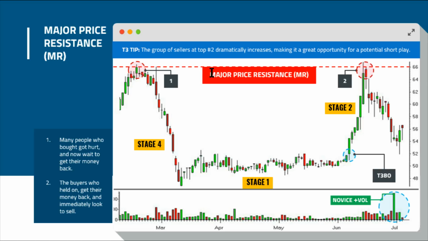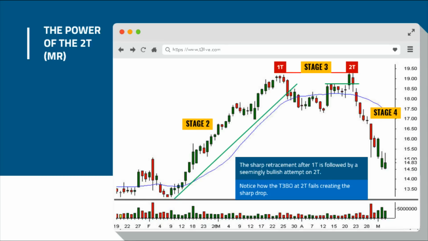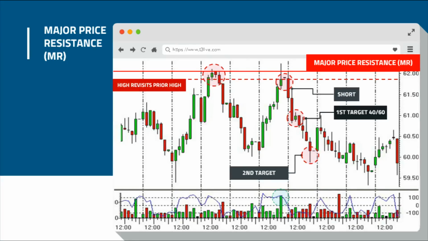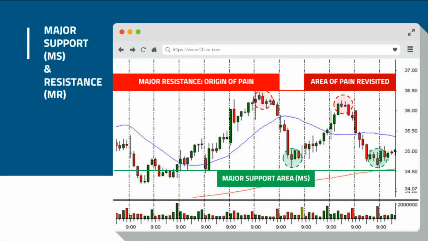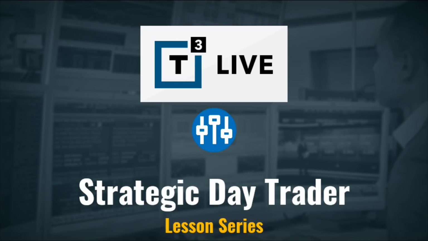But not only that, the group of sellers at top number 2 dramatically increases, making it an opportunity for a potential short trade. Why does it increase? Because you have professional traders that also short at the prior top. They know what's going on and they look to take advantage of it. Okay, these are more examples. I'm not going to go over each and every one of them. If you want to get the full detail, make sure to review last week's lesson.